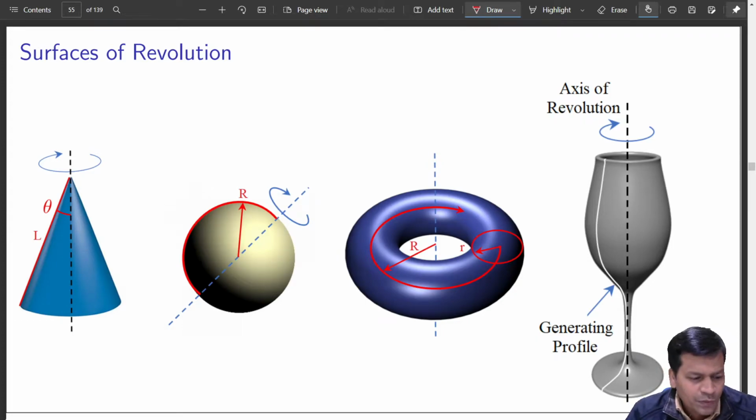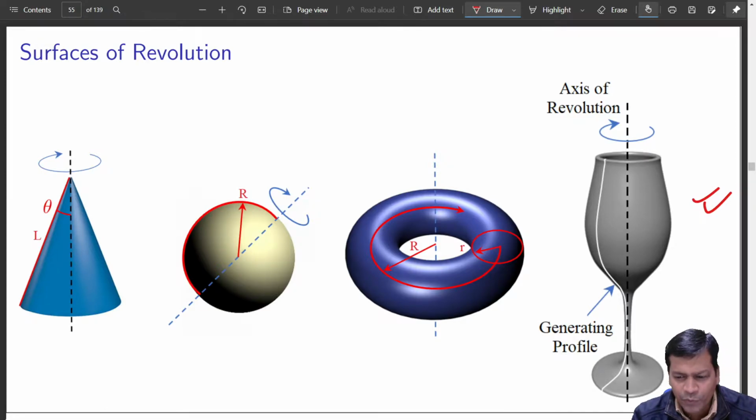Surfaces of revolution. What is this? Yesterday or the day before yesterday I gave an example. If you have a profile and you rotate it about an axis, the way a potter can do, you can create shapes. Like this wine glass, the same example I gave you earlier also.